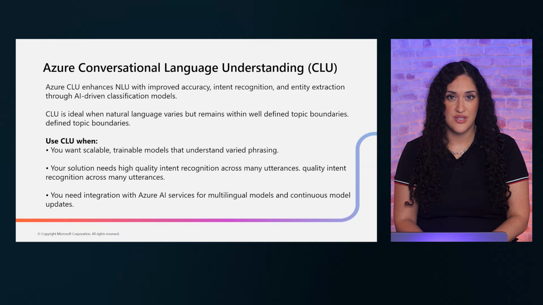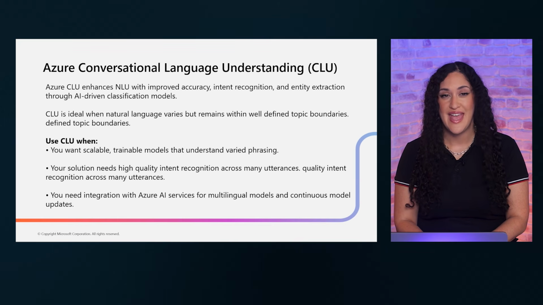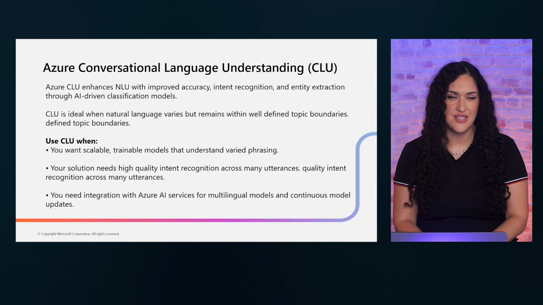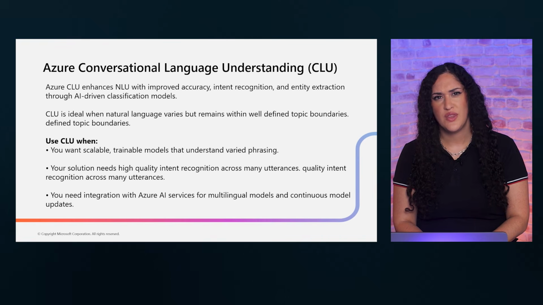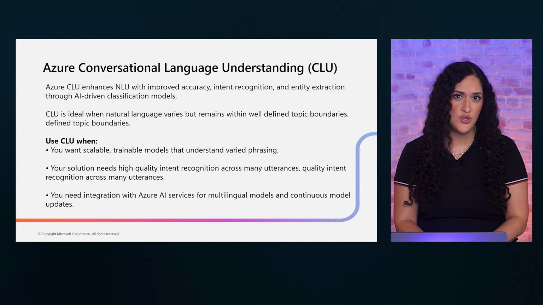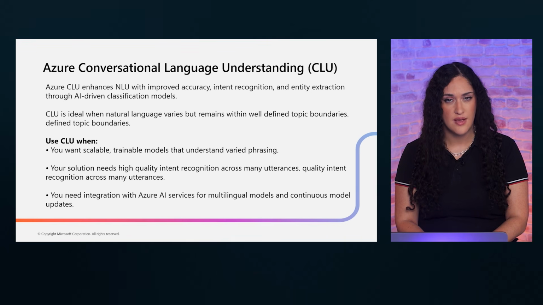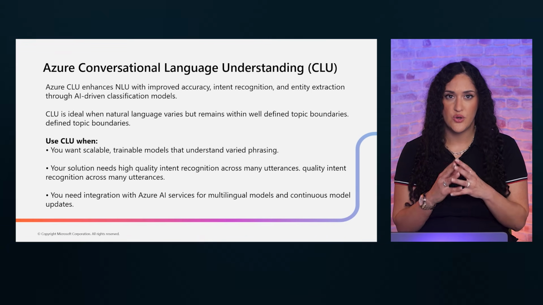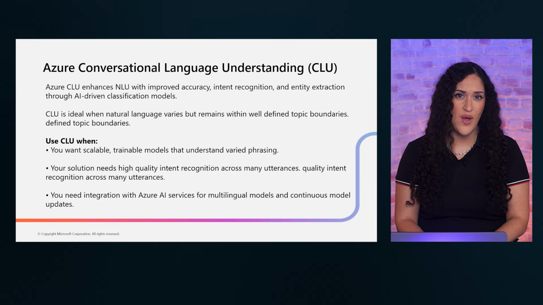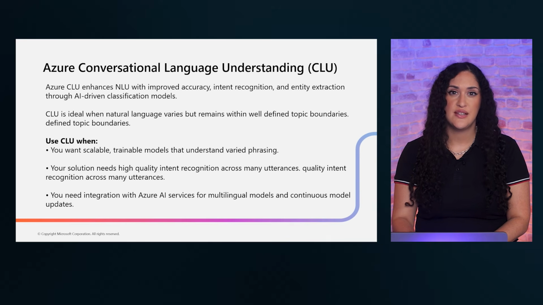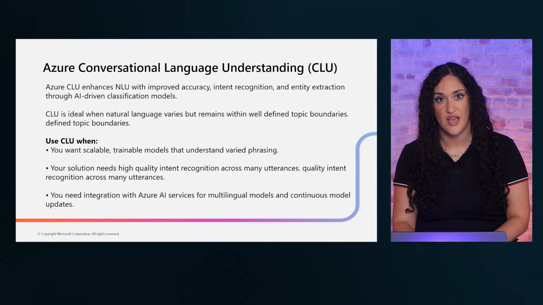Azure Conversational Language Understanding takes natural language processing further with AI-powered classification. It gives you enhanced accuracy in intent recognition and entity extraction, even where users phrase things differently. CLU is ideal when you're dealing with varied natural language, but within defined topic boundaries. Use it when you need scalable, trainable models, high-quality intent recognition, or integration with Azure AI services for multilingual support. A good example is a field service bot where technicians describe problems in many different ways, but within a known domain. CLU handles that variability without sacrificing accuracy.